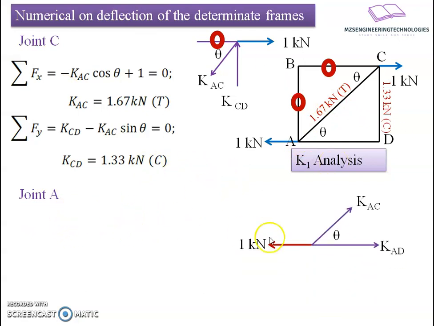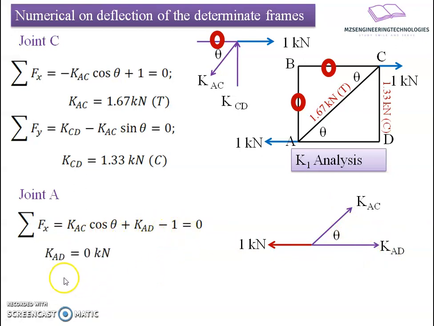If I go with joint A, there are three forces acting, two are known to us and only one is unknown. Let us apply summation of forces in the x direction to get this unknown. KAC cos theta, the horizontal component, plus KAD minus 1 results in KAD equals 0. Now from this I can say the K1 analysis has been completed.